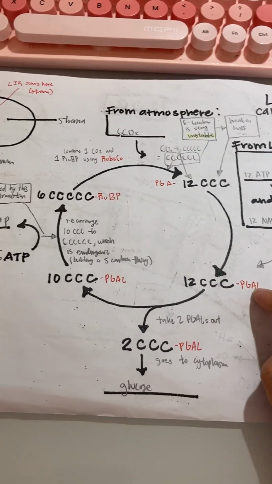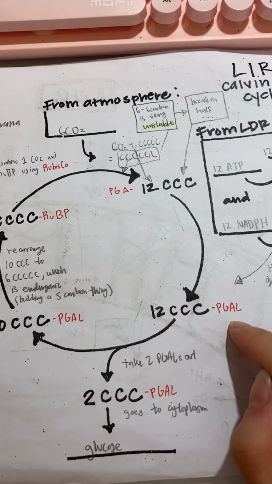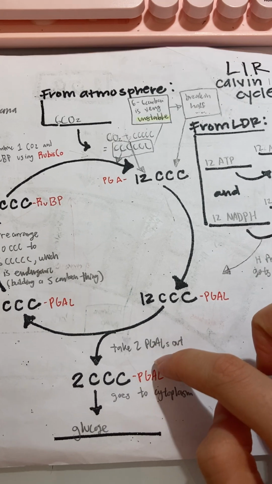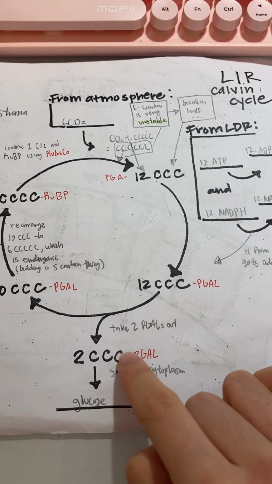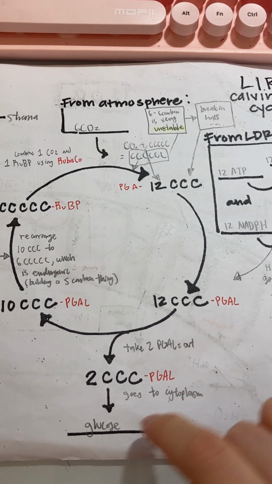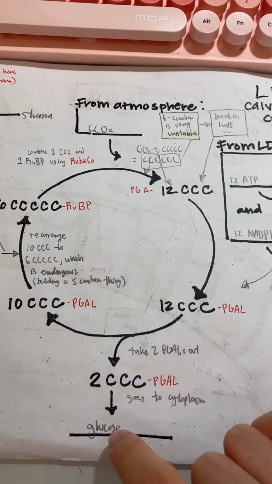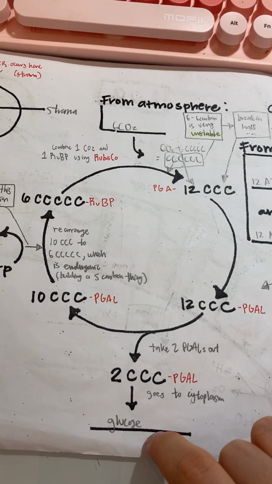And then now that we have 12 PGALs, we can take 2 of the PGALs out, and then 2 PGALs form glucose, and that is the product we want. That's how plants make their food.